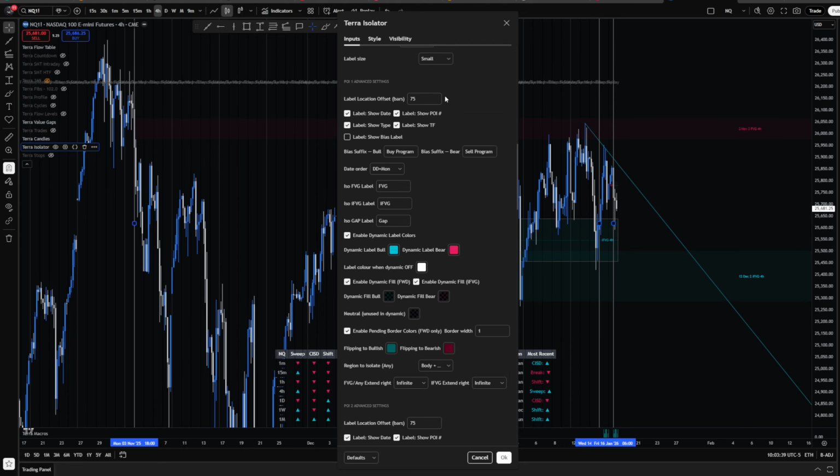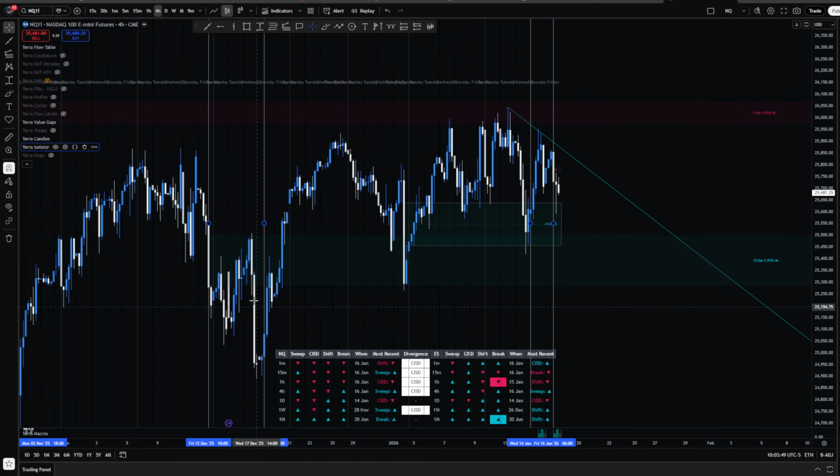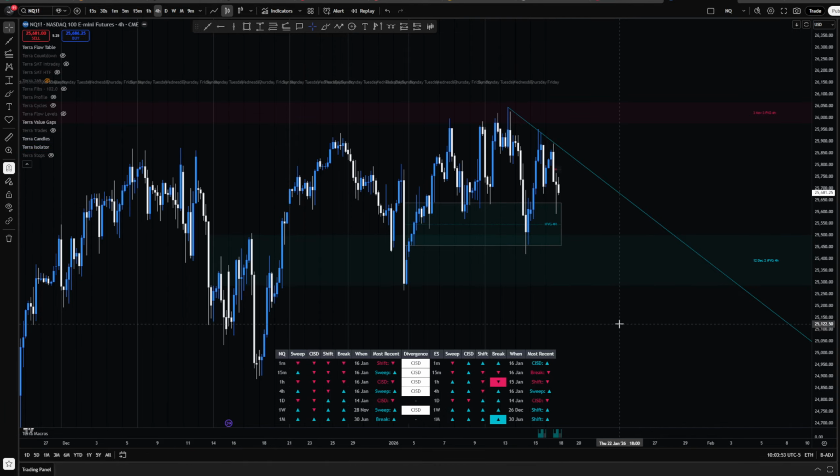I have a dedicated video going through this indicator in more depth so you can see how to set it up. And the idea is you never have to come in here. Like me, I don't have to leave my chart to change my point of interest. I can just drag these lines, drag and drop. Really, really proud of this one.